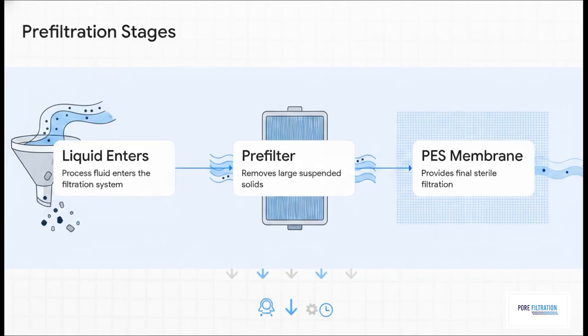I always like to think of pre-filtration as the bouncer at the door of an exclusive club. You definitely don't want to send raw liquid straight into a highly sensitive PES membrane. First, the fluid enters the system and passes through a depth or pleated pre-filter just to catch all those large suspended solids. Only after that does the clarified liquid reach the PES membrane for its final, sterile filtration. Setting it up in stages like this prevents the membrane from choking, drastically cuts down your operating costs, and stops you from having to change out cartridges prematurely.